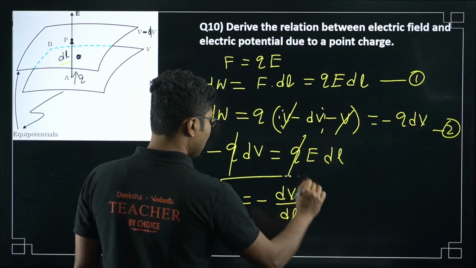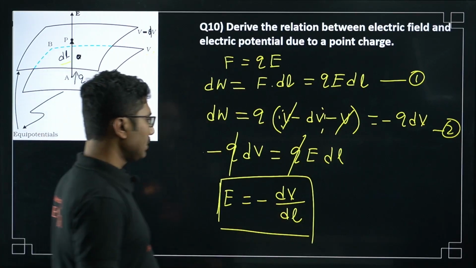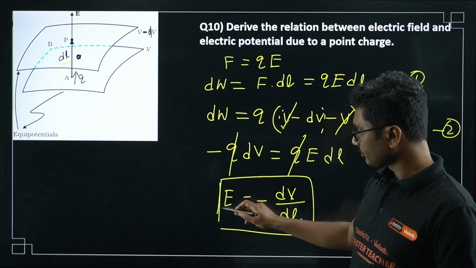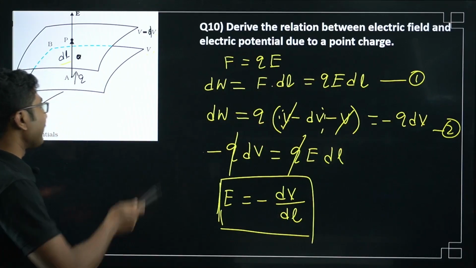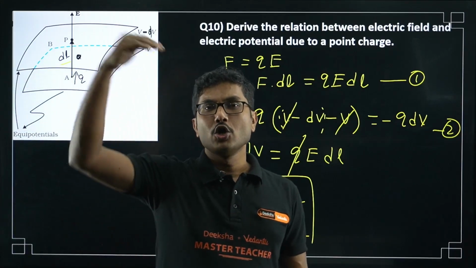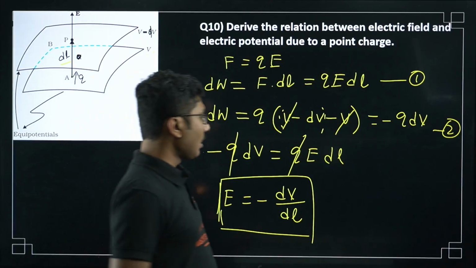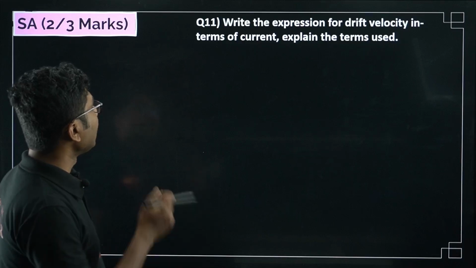So this is the relationship between electric field and electric potential. Right, now what is the significance of this negative sign? The negative sign signifies that electric field points from higher potential to the lower potential. That is the meaning of this negative sign. Okay, easy, cool. Let's move on to the next derivation.